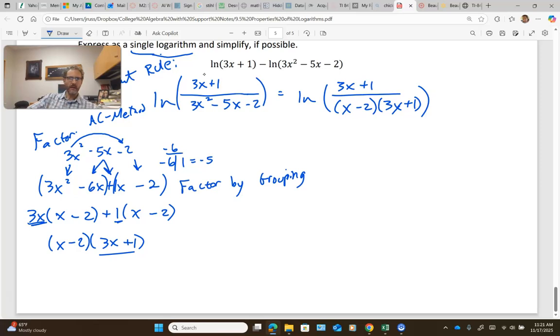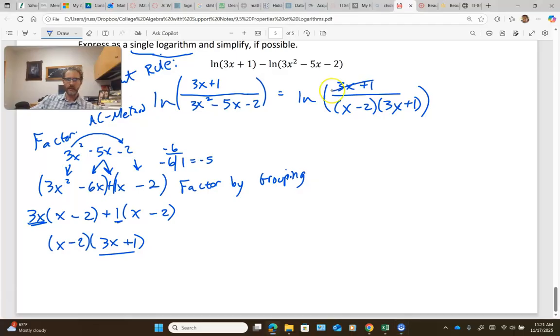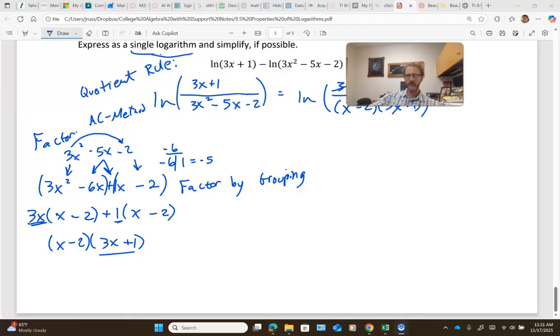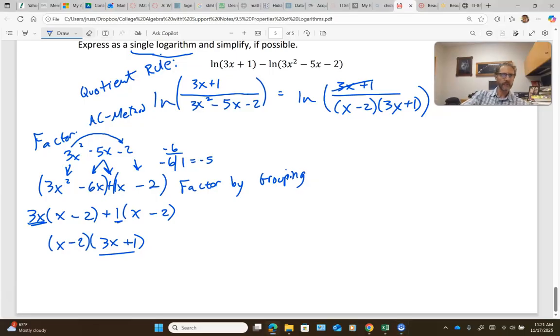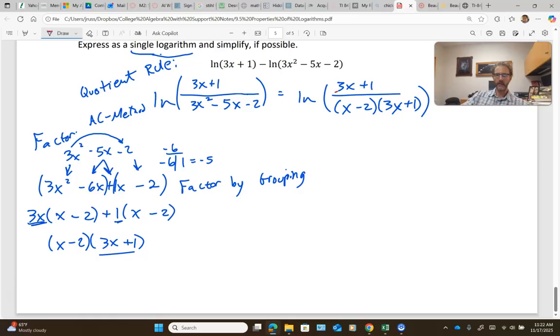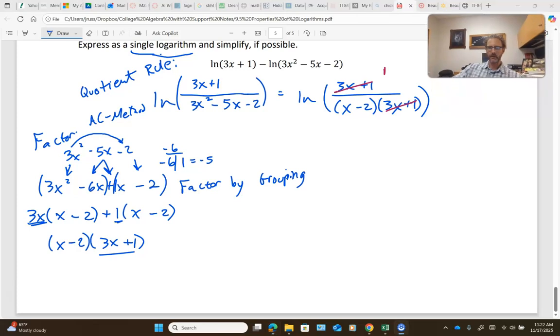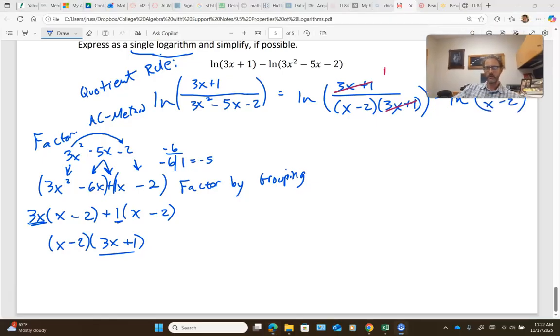Okay. So what happens here? Well, I can simplify by dividing out. I have a pair of common binomial factors. And so remember, when you have nothing left in the numerator, there's always that understood 1 up there. Alright, so this will equal the natural log of 1 over x minus 2. Okay?